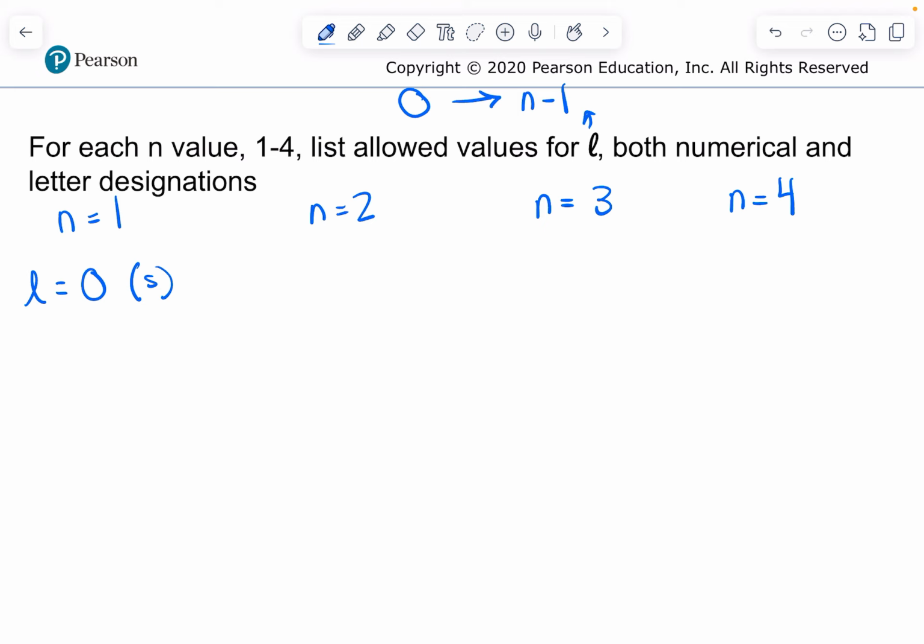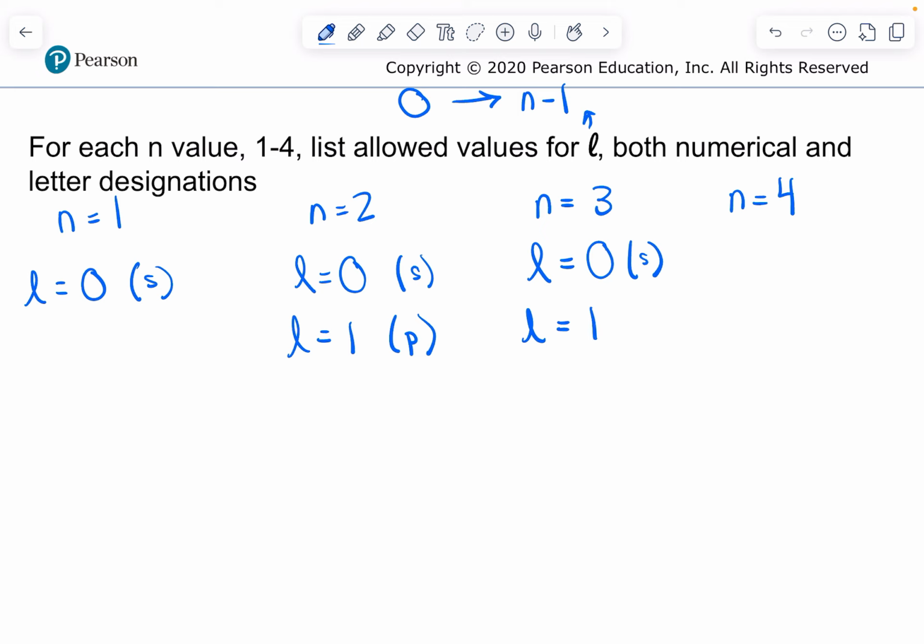In n equals 2, L could be equal to 0. It could also be equal to 1. So this is S and P. For n equals 3, L equals 0 or S. L could be equal to 1 or P. L could be equal to 2 or D. Remember, these are all possibilities, but for a given electron, you would have to pick a specific N, a specific L, a specific M sub L, etc.